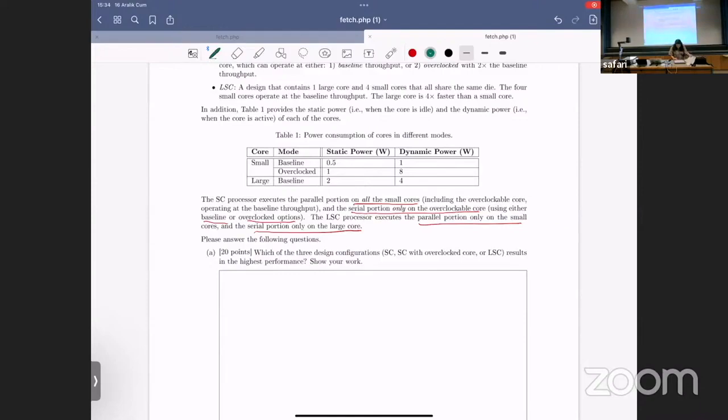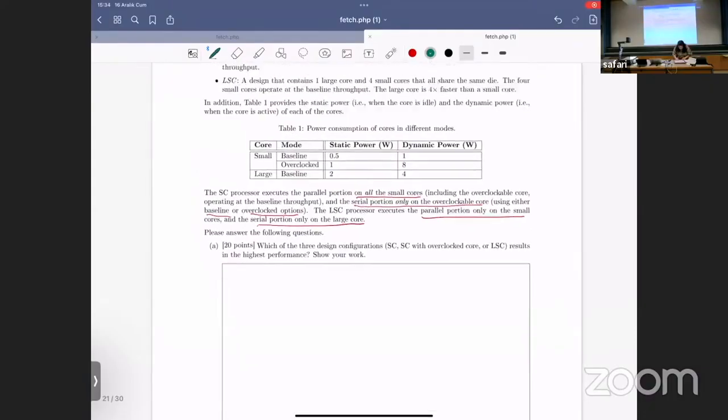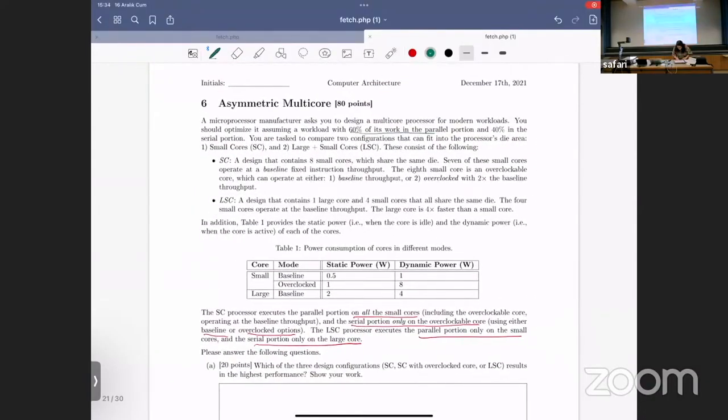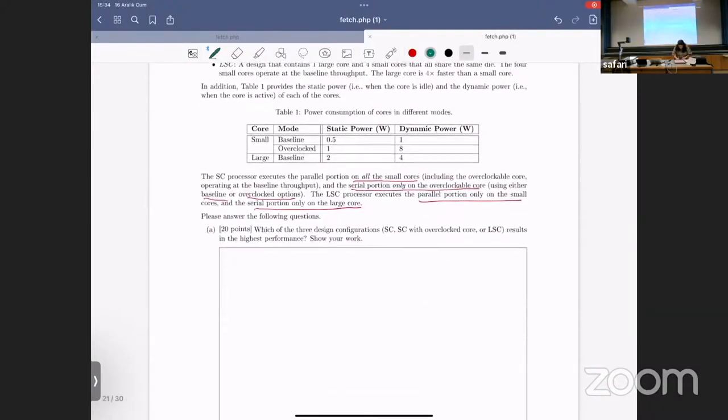Which of these following three configurations, SC, SC with overclocked core, or LSC, results in the highest performance? Show your work. Okay, let's see how that will work. And remember, 60% of our application is happening in the parallel portion. So for finding the speedup, for SC, the speedup would be something like this.